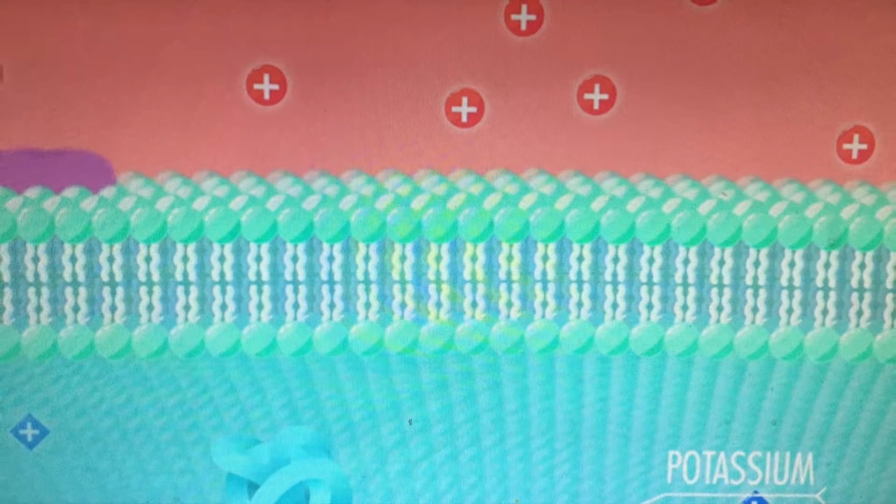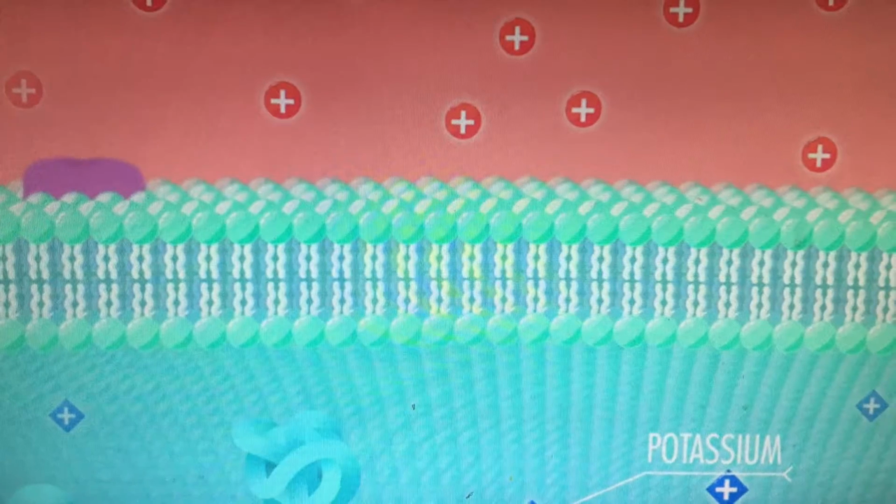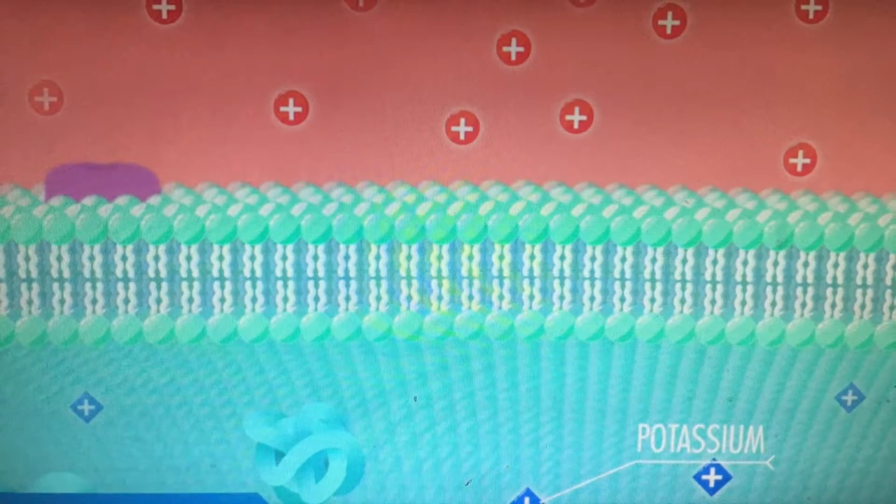Inside the neuron, there are several potassium ions as well as negatively charged proteins. This brings the overall charge to negative 70 millivolts. Outside, there are sodium ions dissolved in the extracellular fluid.